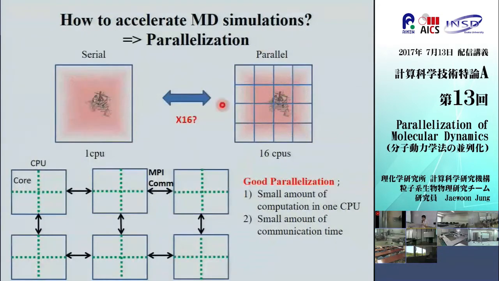But for good parallelization, we require two things. It requires a small amount of computation in one CPU. Based on this, we need a small amount of communication.